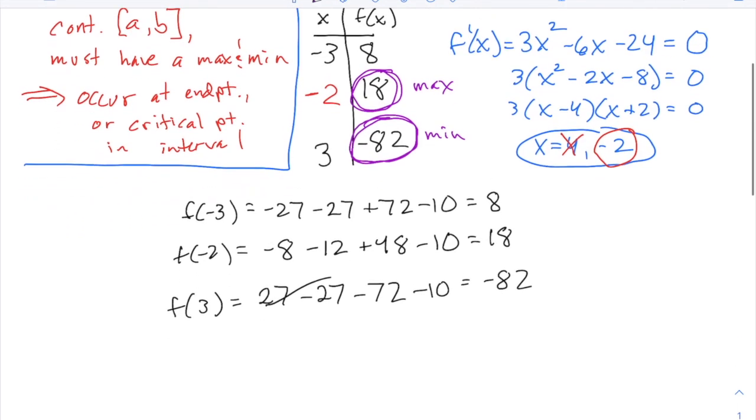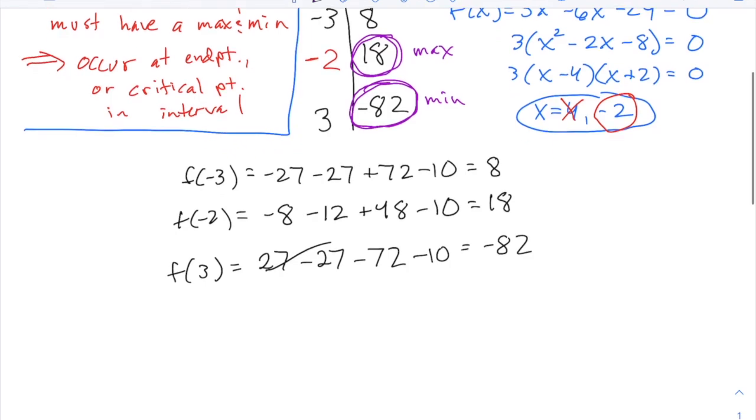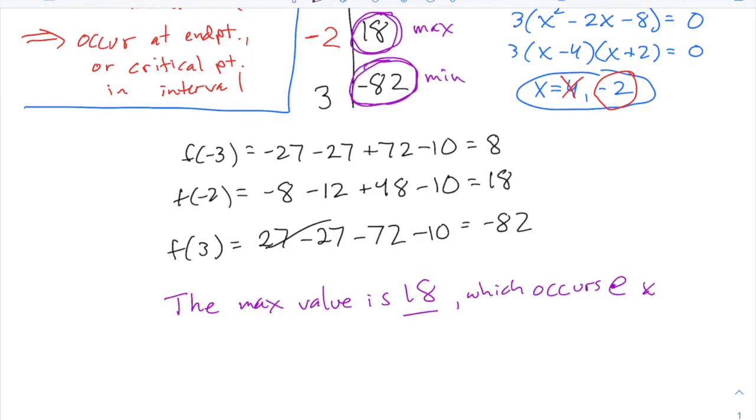So sometimes questions will ask you for the coordinates of the maximum or minimum. Sometimes they'll just ask for what is the value. If they only ask for the value, they are only asking for the y value. But this is why I always like to answer these with a sentence. That way you're covered no matter what, and I think it shows your understanding. So I like to just say the max value is 18, and I like to say which occurs at x equals negative 2.